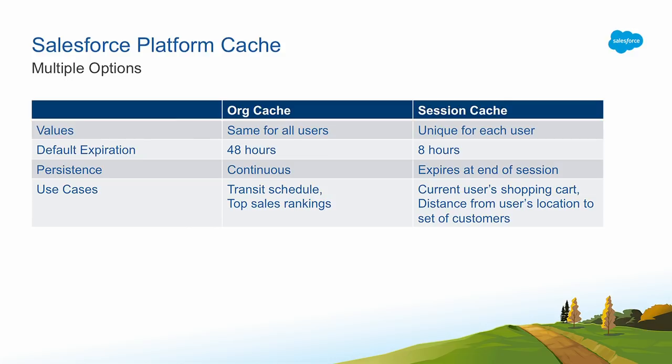Top sales rankings, kind of similar. The top sales rankings probably aren't going to change minute to minute. They'll probably change week to week. But if you're running a report, potentially, or someone's looking at a dashboard and looking up all this data for who are the top sales reps or what are our hottest accounts right now, that's not going to change user to user over the course of a couple hours.